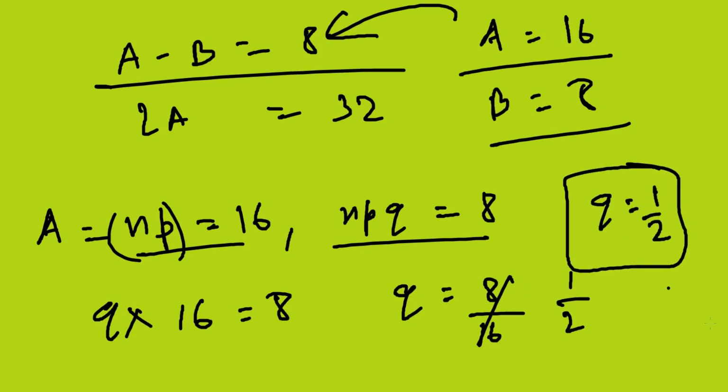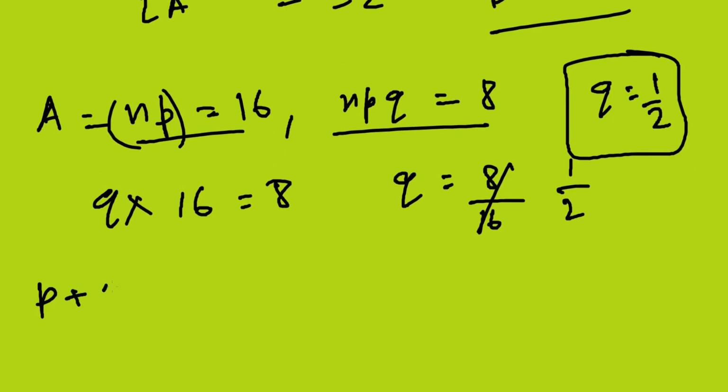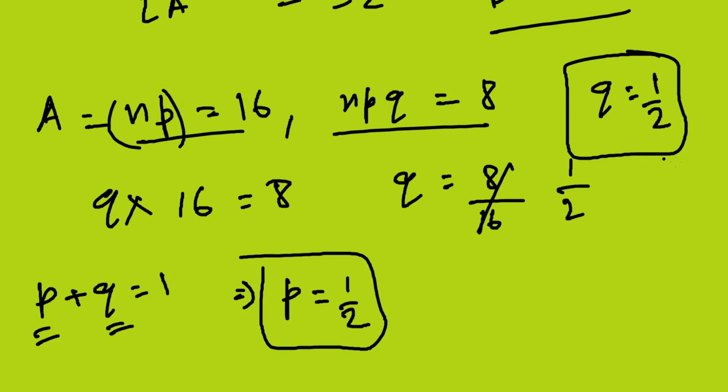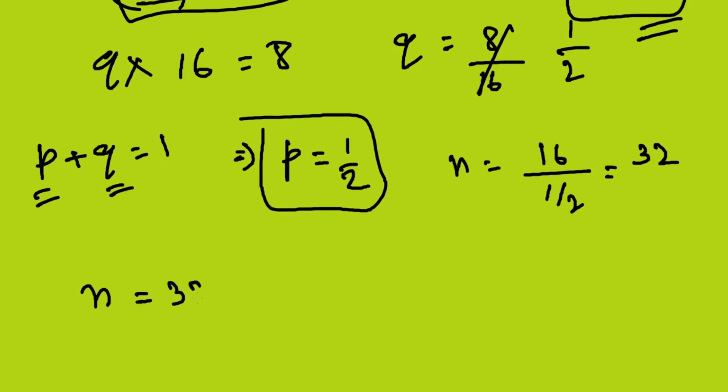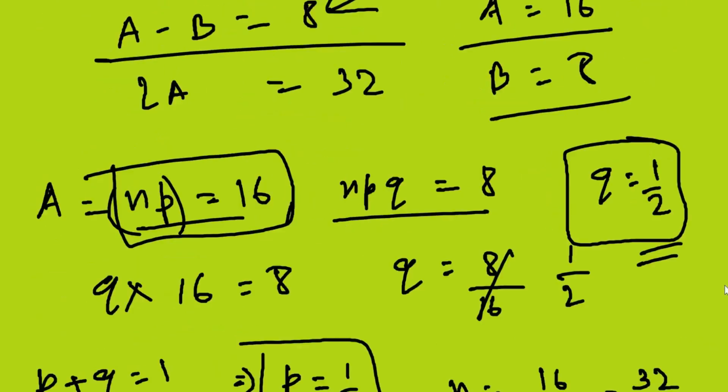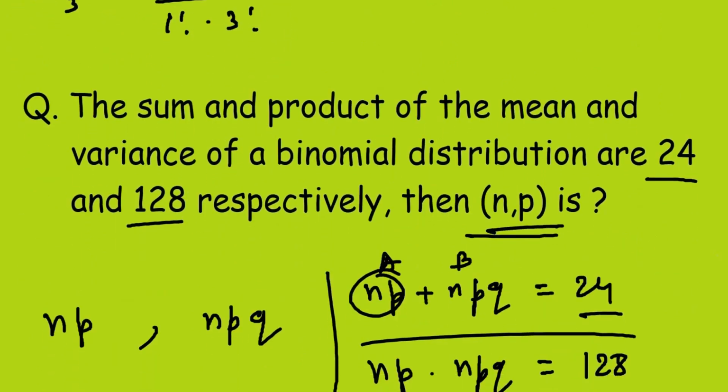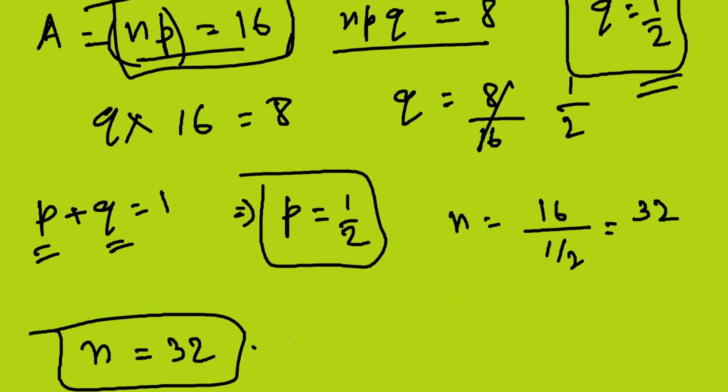Now if I know q, what is p? So remember, p plus q equals 1, because q is the probability of failure and p is the probability of success. If I add them, I should get a 1. So p will be half. So I know the value of p. I know the value of q. So I can easily find n from here. N equals 16 by p. So 16 by half is 2 into 16. N equals 32. So that is what they are asking. They have asked n and p. So the value of n is 32 and the value of p is half.